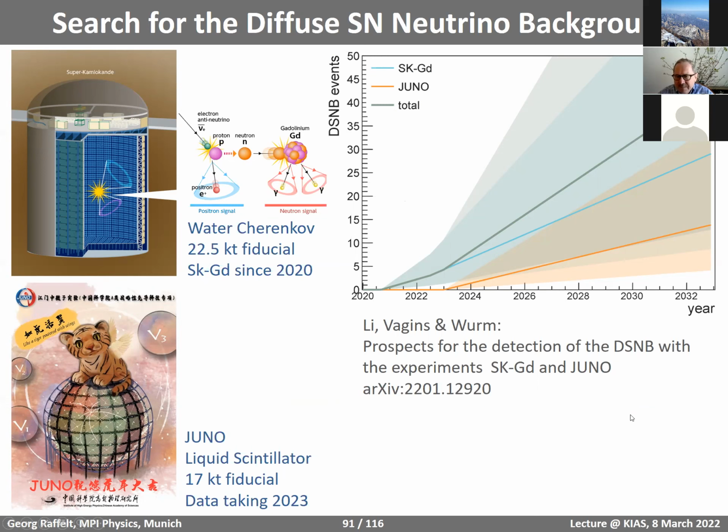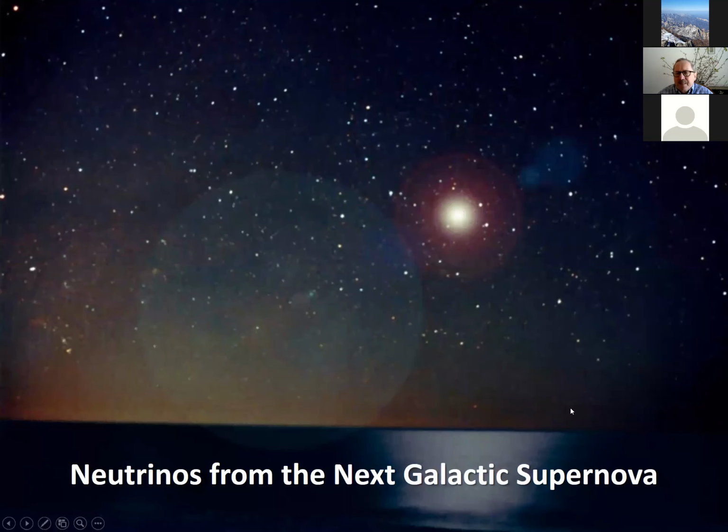If we know that indeed the diffuse supernova neutrino background is there, then also the diffuse axion and dark photon, etc., background must be there, emitted by all of these core collapses in the universe. Let me finally turn to my last topic, which is the neutrinos from the next galactic supernova, which is of course something we've been waiting for a long time, but should happen at some point.